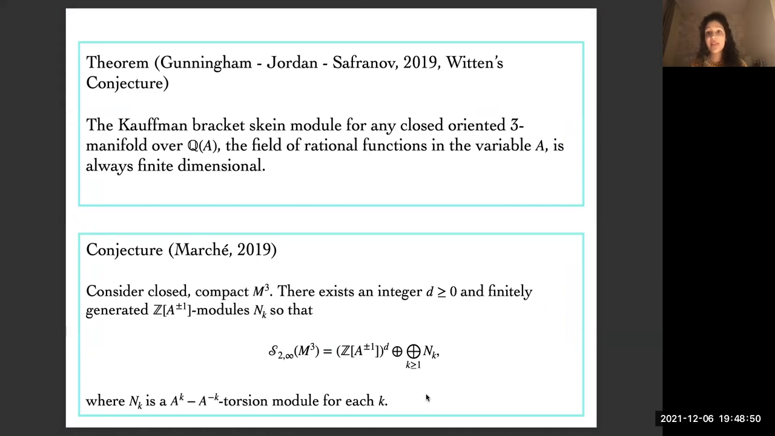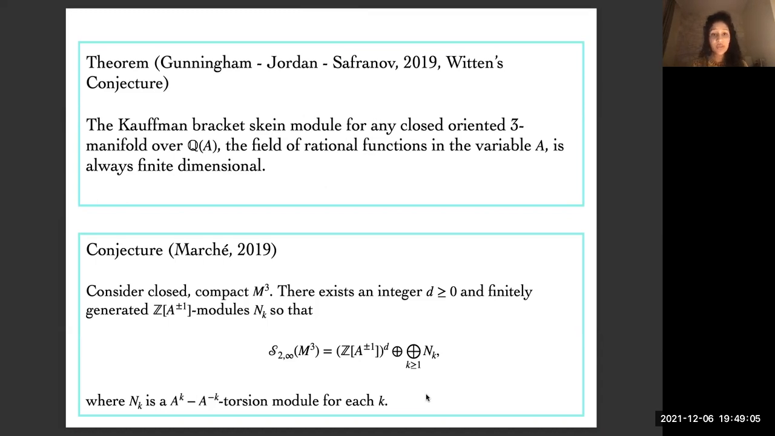Now, sometime in the year 2014 or 15, Edward Witten conjectured that the KBSM for any closed oriented three manifold over the field of rational functions is always finite dimensional, and this was resolved in the affirmative in 2019 by Gunningham, Jordan, and Safronov. However, this is not true when you work over the ring of Laurent polynomials.